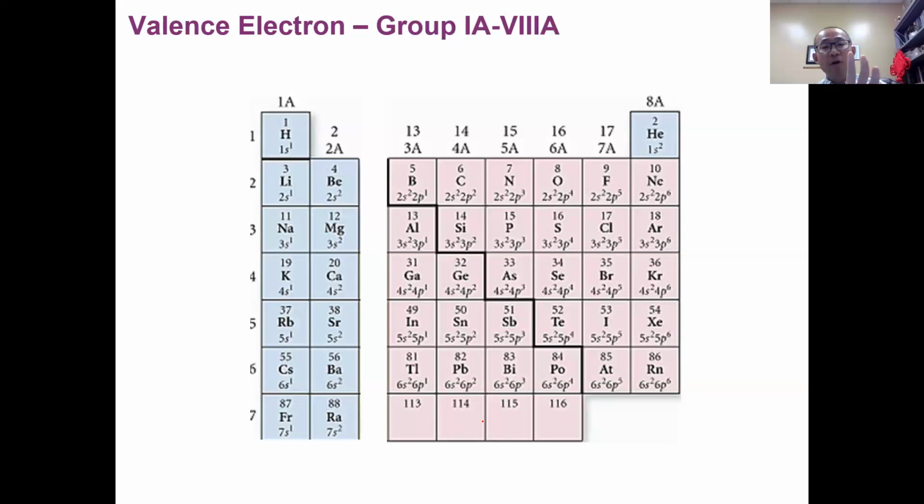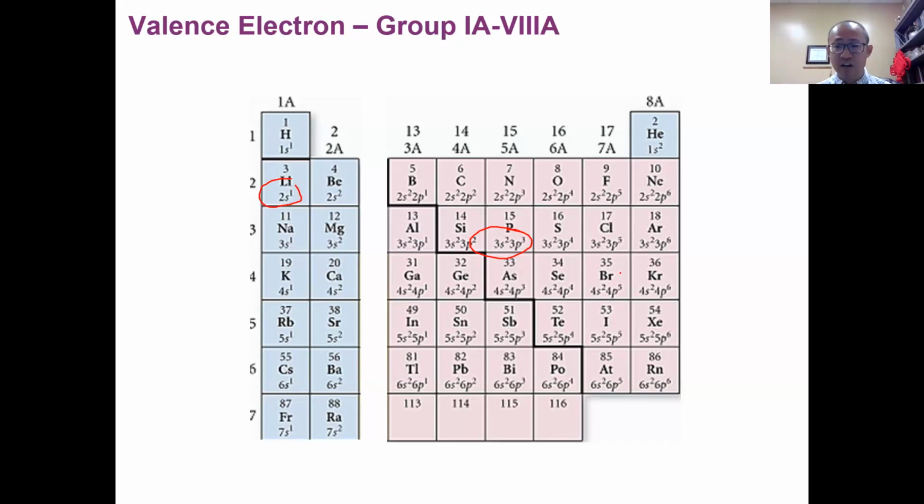Here is the part of the periodic table showing the main group elements, including the representative elements from group 1A through 7A, and also the group 8A noble gases. You can see the electron configuration of the highest energy level listed in this part of the periodic table. For example, the electron configuration for lithium is 2s1, meaning their highest energy level is 2s1. The highest energy level for phosphorus is 3s2 and 3p3, so a total of 5 electrons in the highest energy level.